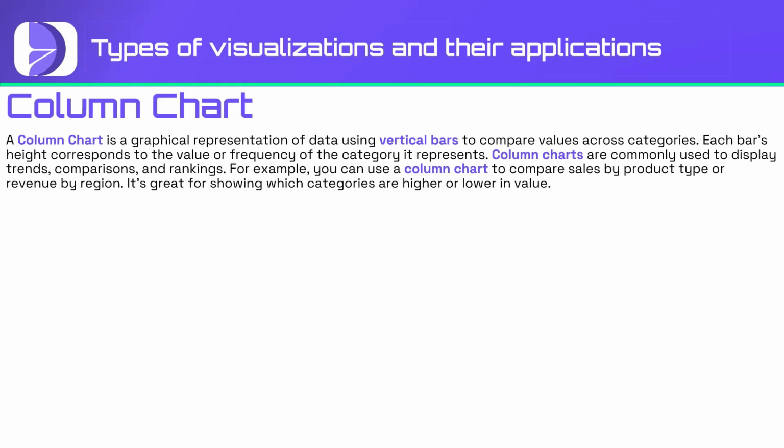Column charts are commonly used to display trends, comparison, and ranking, just the same as a bar chart. For example, you can use a column chart to compare sales by product type or revenue by region, just like a bar chart. And it's great for showing which categories are higher or lower in value.